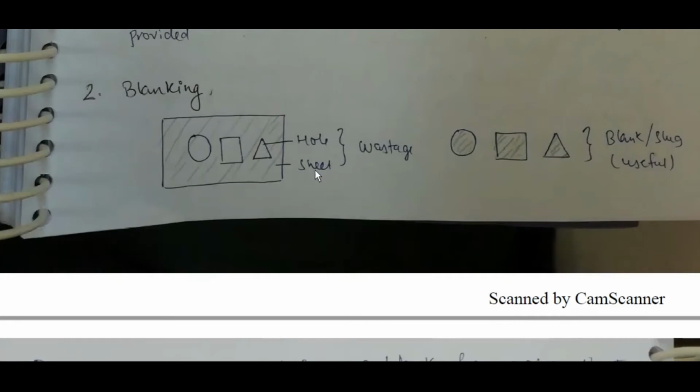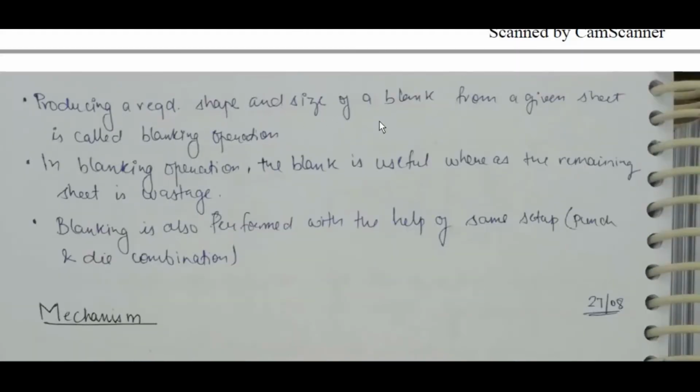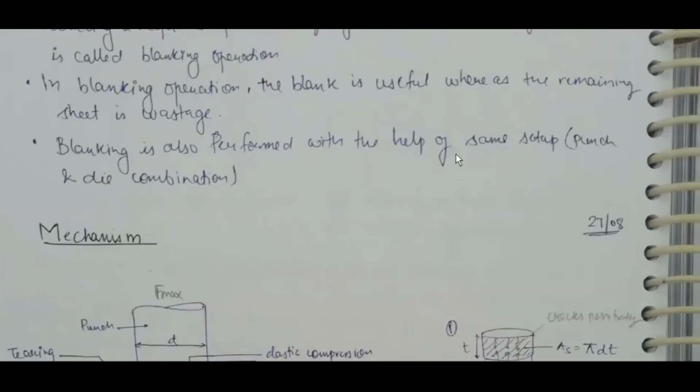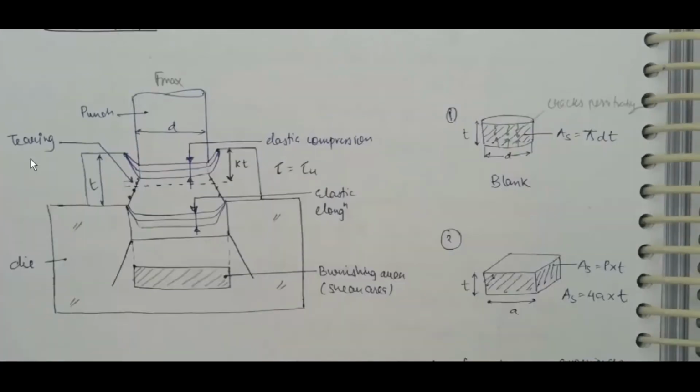Blanking: the hole or remaining sheet is wastage, but the blank or slug is useful. Producing a required shape and size of blank from a given sheet is called the blanking operation. In the blanking operation, the blank is useful, whereas the remaining sheet is wastage. Blanking is also performed with the help of the same setup, a punch and die combination. Mechanism: tearing, T, punch, D, F max, KT, tau u, die, burnishing area, shear area.